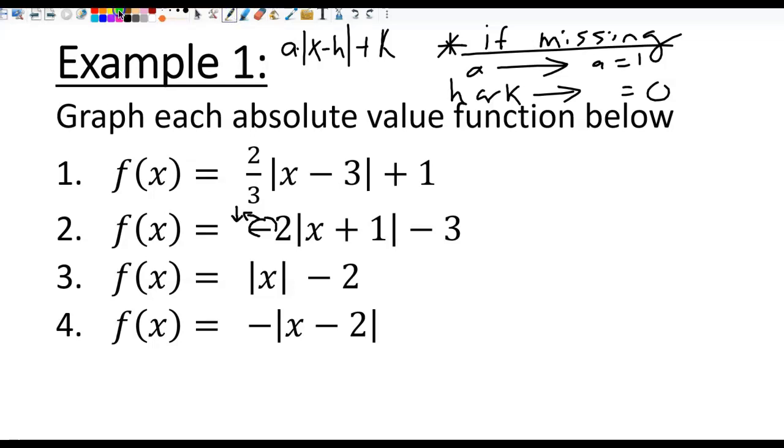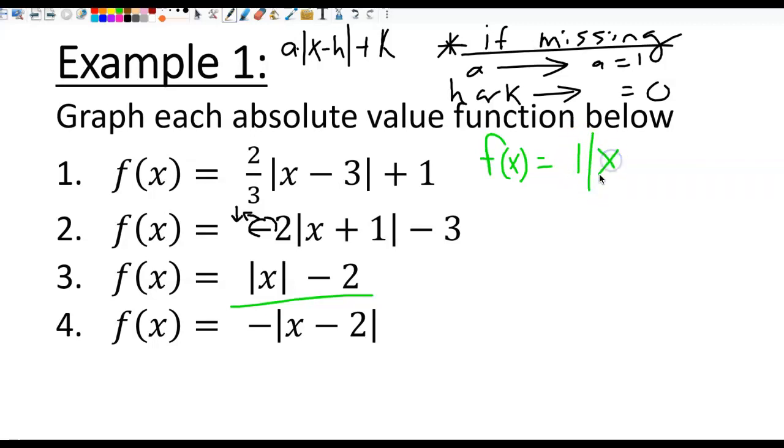So what I'm going to do first on number 3 is start by rewriting it a little bit. You don't have to do this, but just for teaching purposes, I will. When I rewrite it, I'm going to put the missing numbers in. You'll notice that there's nothing in front of the absolute value bars, so I'm missing my A. That means it's a 1.